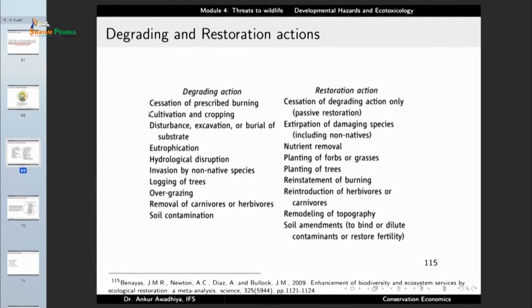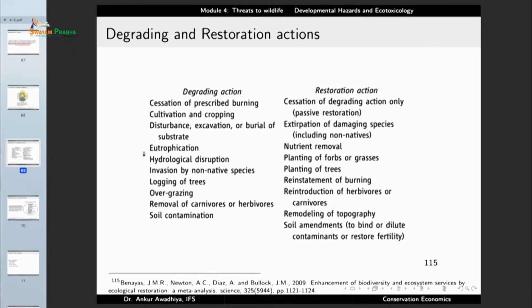Degrading actions include things such as cessation of prescribed burning. So if you do not perform prescribed burning, probably your grassland habitat will be taken over by trees, which will be a change in the local system, which will have a degrading impact. Cultivation and cropping. In a number of cases, they degrade the habitat. Disturbance, excavation, or burial of substrate. Things such as mining. Eutrophication.